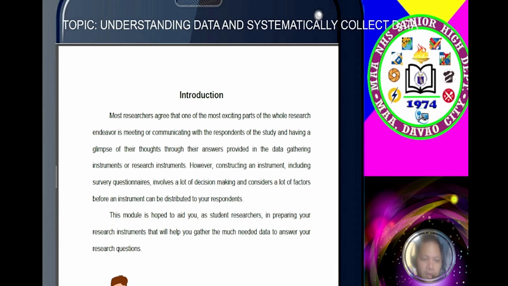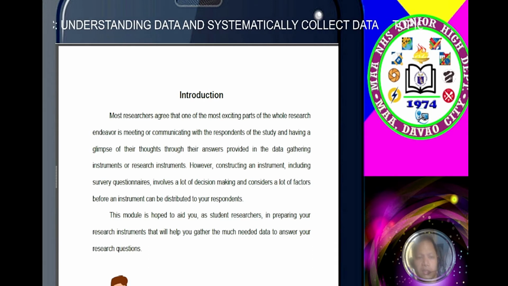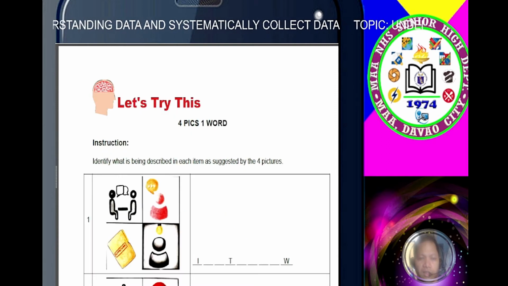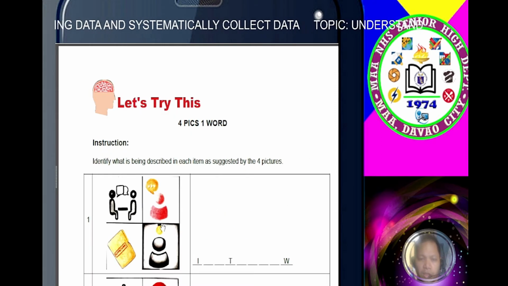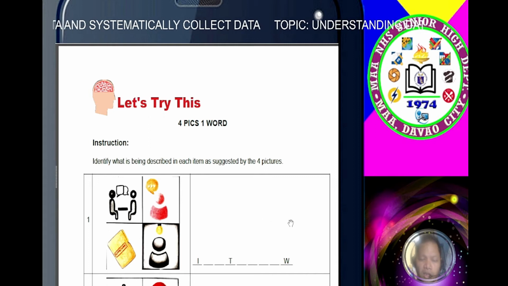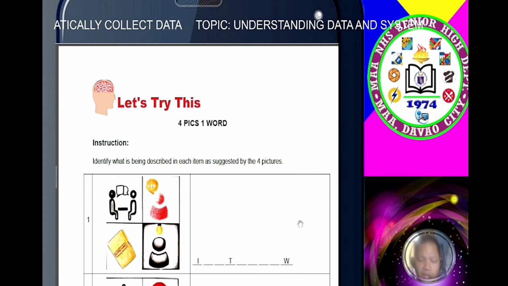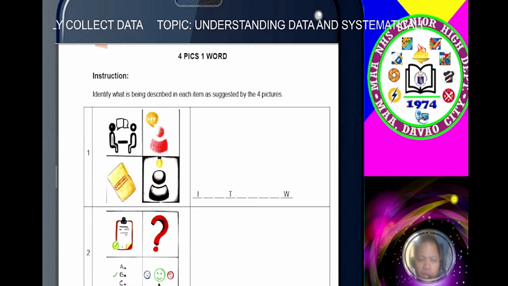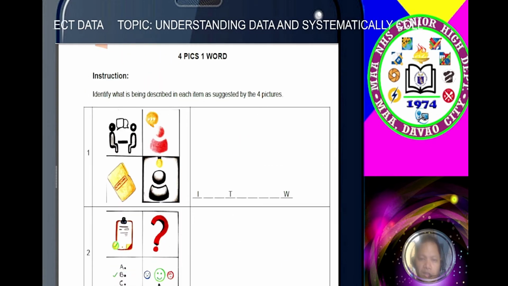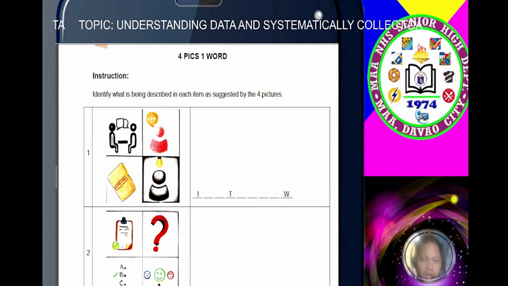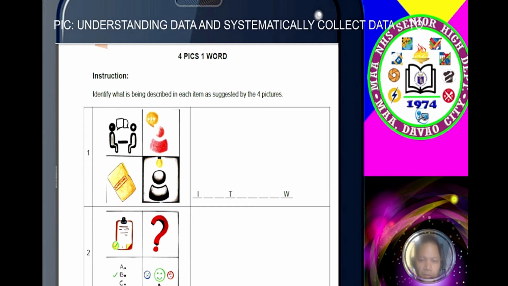So let's have these warm-up activities. Let's try this: 4 pics, 1 word. I think you're familiar with this game on your mobile phone. Let's have number 1. What do you think this picture conveys? What's your answer?